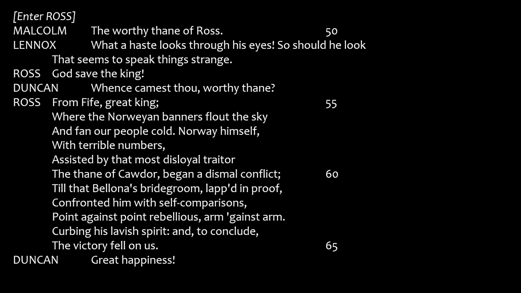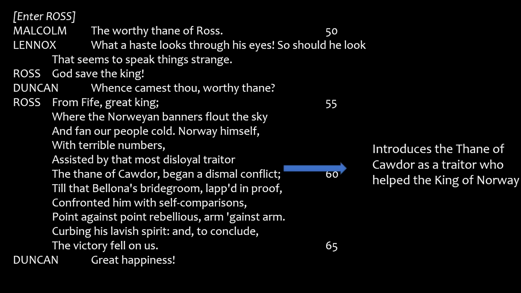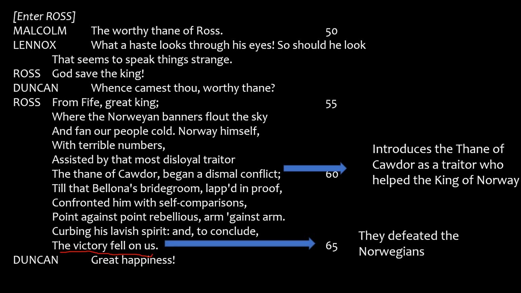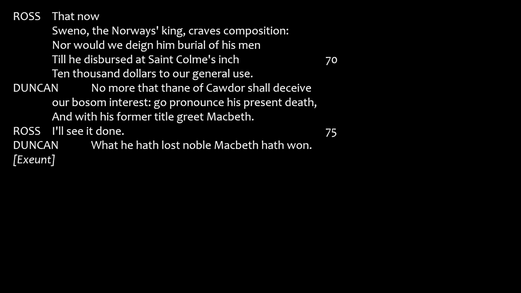If I summarise everything there, he talks about the dismal conflict that's gone on. He introduces the Thane of Cawdor there in the middle as a traitor. He makes a reference to a Roman's wife, but essentially he's talked about the victory that fell upon us. Basically, they defeated the Norwegians, as it says there. And now no more shall that Thane of Cawdor deceive our bosom interest, says Duncan. So no more shall we be cheated by the Thane of Cawdor. They've caught him, and he says, "Go pronounce his present death, and with his former title greet Macbeth."